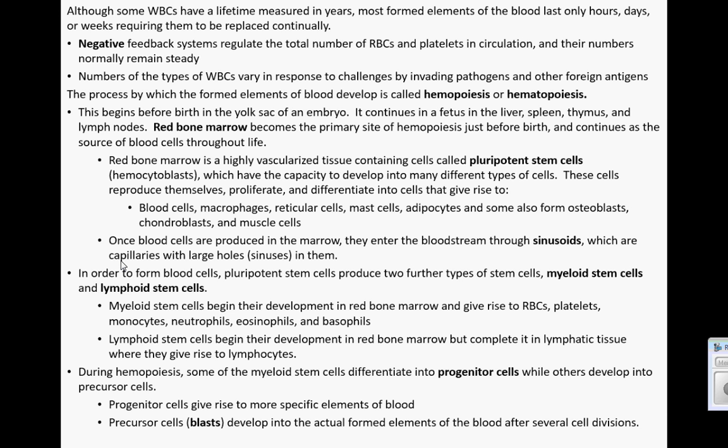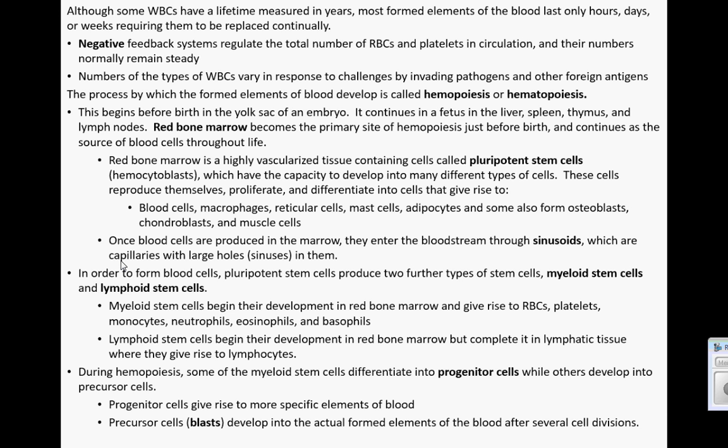Our red bone marrow becomes the primary site of hemopoiesis just before birth, sometime in kind of the last trimester, and that's going to be the remainder of our life as the source of red blood cells, white blood cells, and platelets. Our red bone marrow is highly vascularized and contains pluripotent stem cells, or hemocytoblasts, that have the capacity to develop into many different types of cells, which then reproduce themselves, proliferate, and differentiate into many different cells.